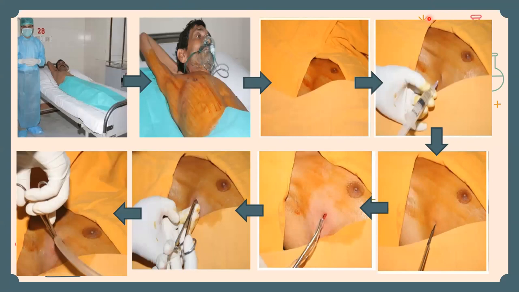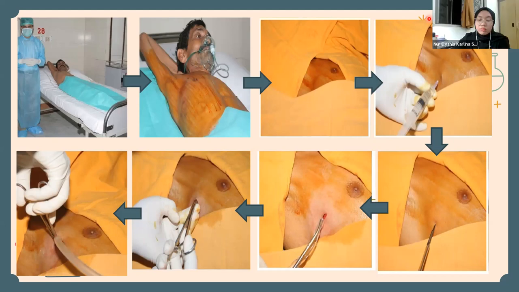Where in the closed method, you just make a small nick, and you advance the trocar, the tube with the trocar. Trocar is the metal, the sharp metal. And just advance it. Advance until you feel the giveaway. Then you look at whether it is air or fluid that comes out.